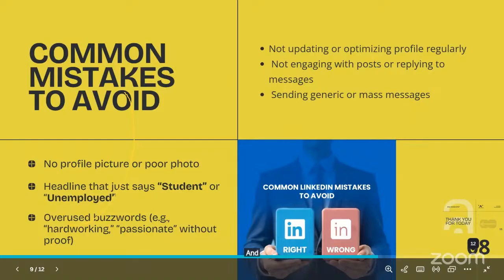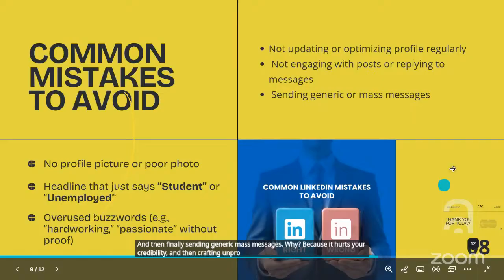And then not engaging. You have to participate in the algorithm of LinkedIn so that it works in your favor. So make sure that you are engaging with posts, you are replying to people with messages, and you are creating posts yourself as well. And then finally, sending generic mass messages. Why? Because it hurts your credibility, and so does crafting unprofessional messages.